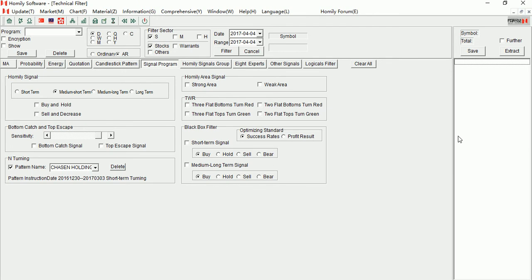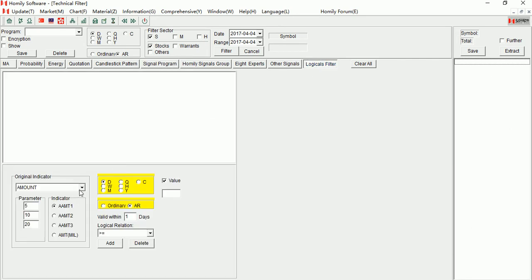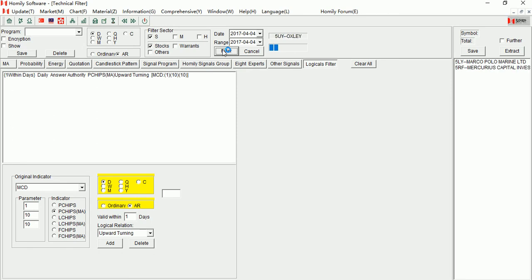Then this one, trading holding. This is the pattern name, okay? So this is the first filter condition. How to do the next condition? We click logical filter, then change the original indicator to MACD. Then change the parameter to 1, and the profit moving average logical relation change to upward turning. Then we click add. That's all. Then we click filter. It's okay. Then we can check whether there are some stocks like GSS and like the pattern.